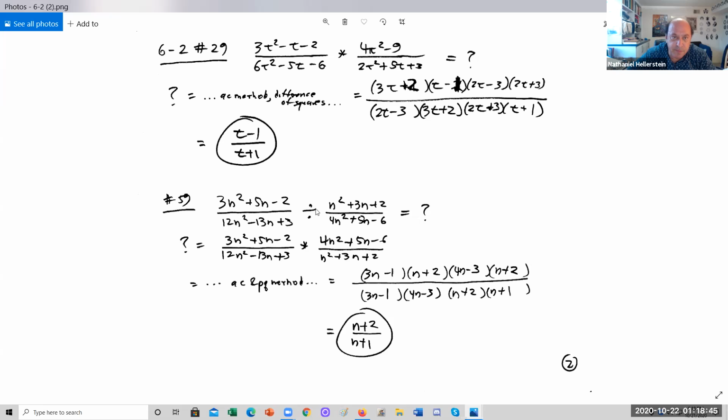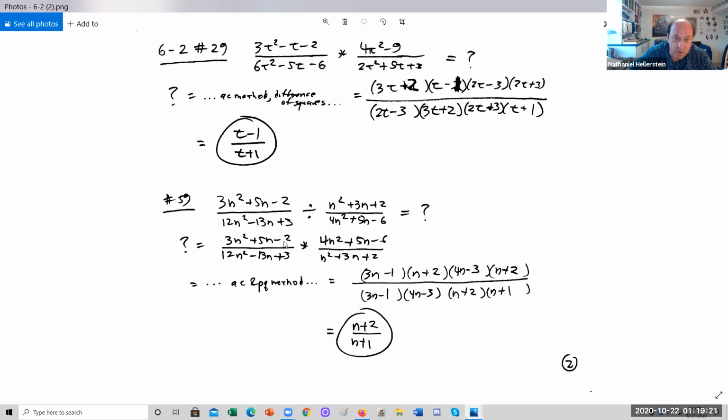So there it is. Here we have 3n squared plus 5n minus 2 over 12n squared minus 13n plus 3, that ratio, divided by n squared plus 3n plus 2 over 4n squared plus 5n minus 6. The first thing to do is to take dividing by a fraction as the same as multiplying by the reciprocal. So the 4n squared plus 5n minus 6 is in the numerator now, and the n squared plus 3n plus 2 is in the denominator now.